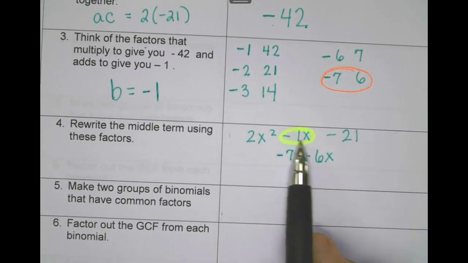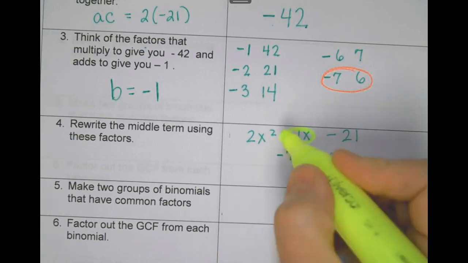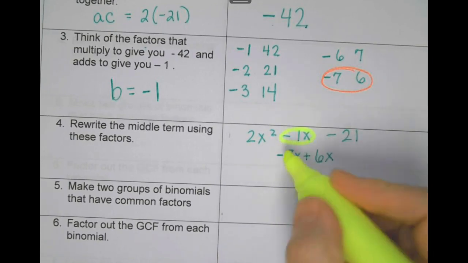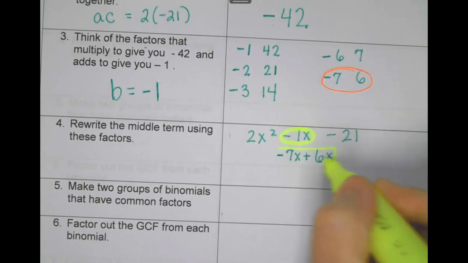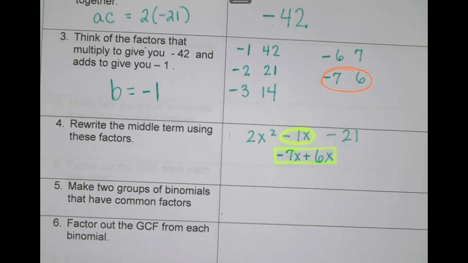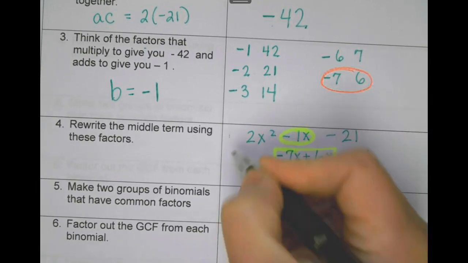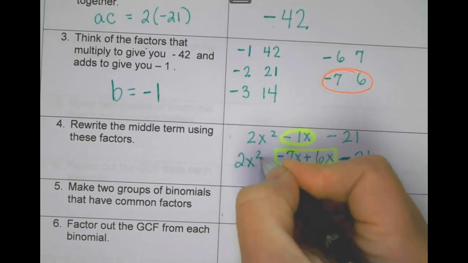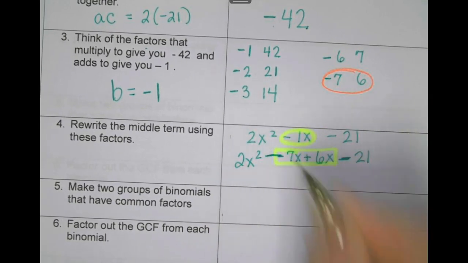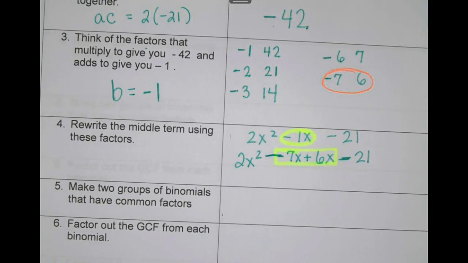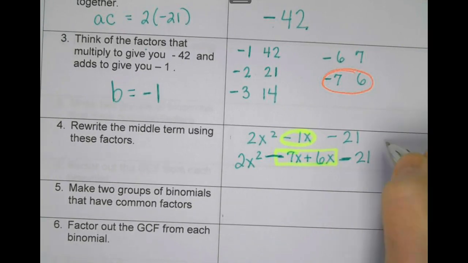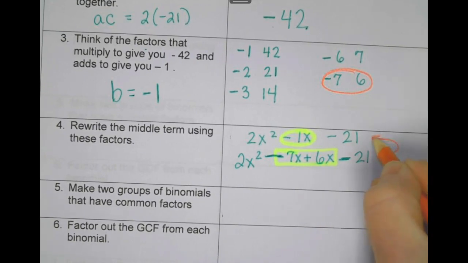Does that equal the negative 1? I replaced this negative 1 with these two terms that are equal to negative 1. I still have the negative 21 out on the back. I still have the 2x squared out in the front. These two equations are equal to each other.